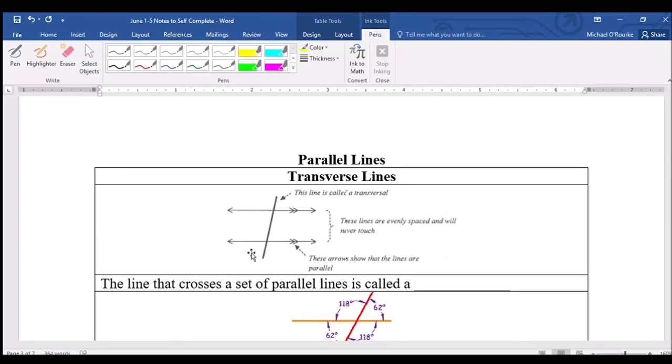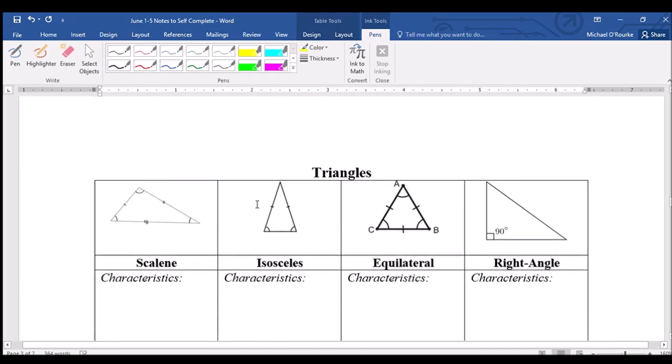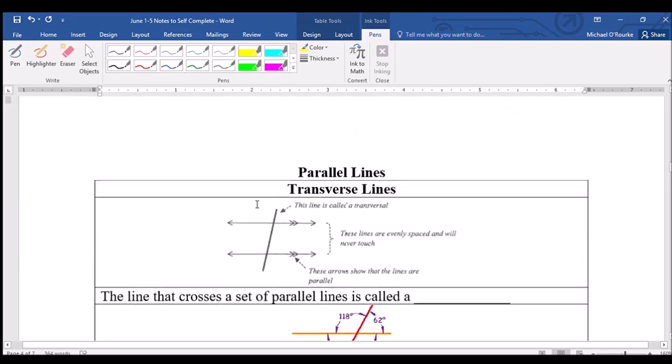Okay, so today we're working with parallel lines. Now, yesterday was the longest note. The rest of the ones are just proofs. Actually, this proof's only one page long.